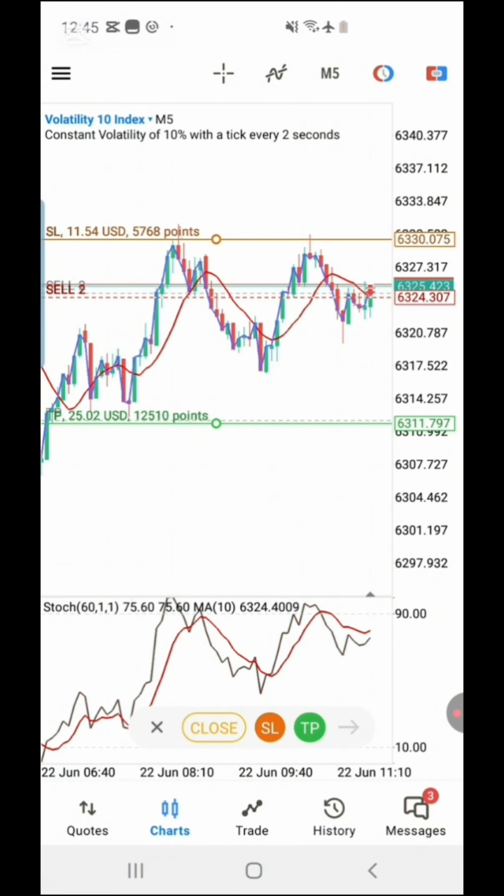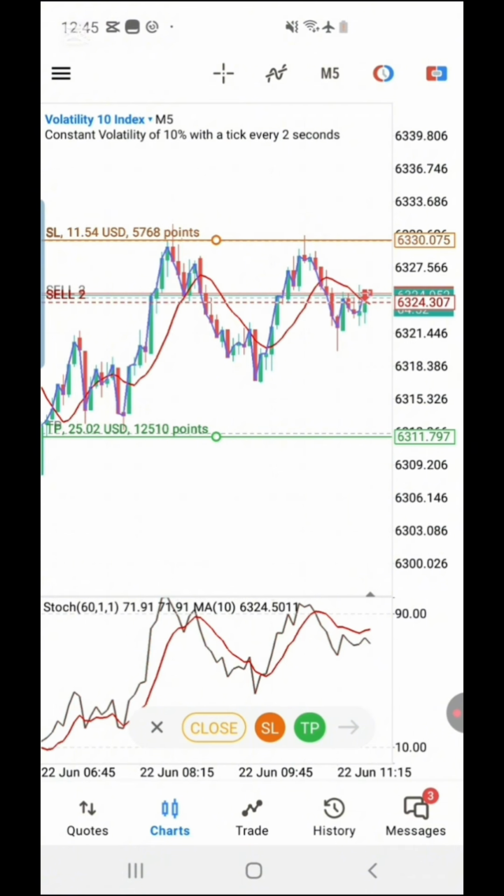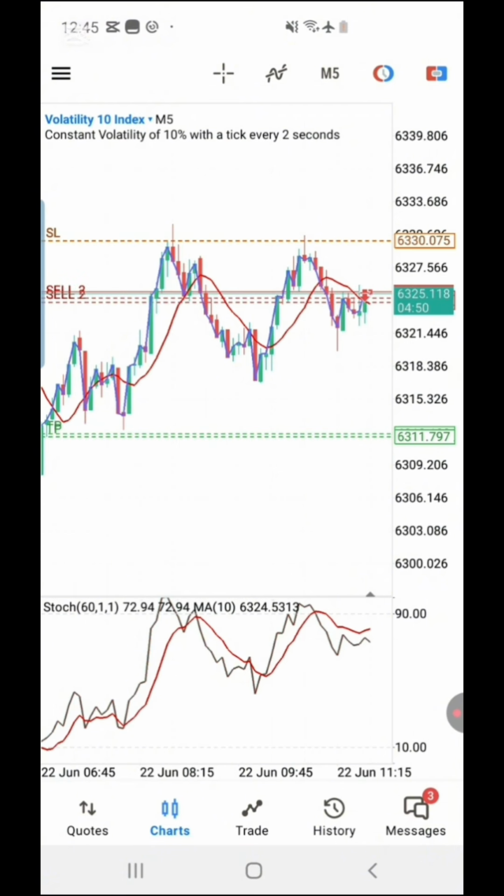Just observing that I have a flat battery, so I might not be able to record this trade completely, but I'll still bring you back the outcome and history.